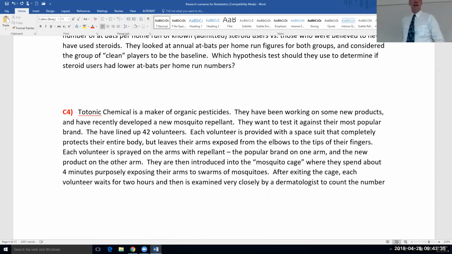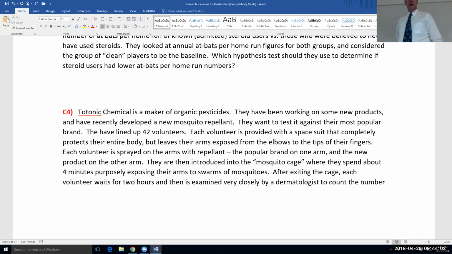All right. Totonic Chemical Maker is a maker of organic pesticides. They've been working on some new products. Recently developed a new mosquito repellent. They want to test it against the most popular brand. They've lined up 42 volunteers. Each volunteer is provided with a spacesuit that completely protects their entire body but leaves their arms exposed, from the elbows to the tips of the fingers.